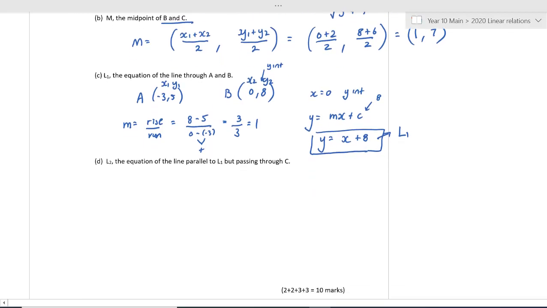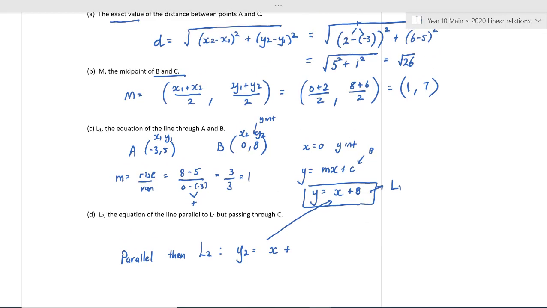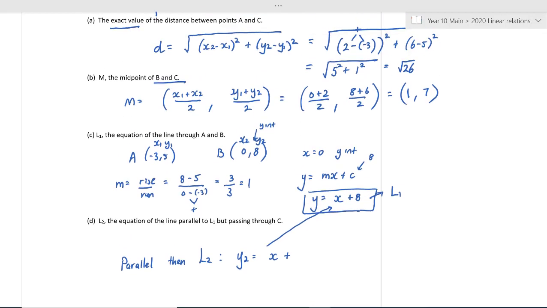And finally, we're going to finish on this one. L2, the equation of the line parallel to L1 but passing through C. So if it's parallel, then for L2, we'll call that y equals mx plus c, but hey, if it's parallel, it has the same gradient. So it's the same gradient as this one. So it's going to be y equals x plus, we're going to call that c.